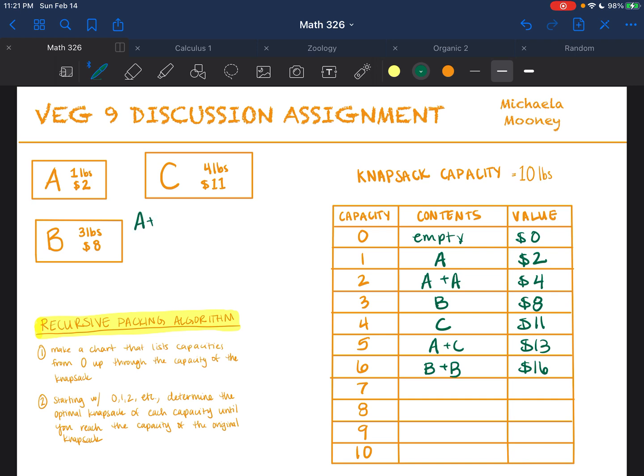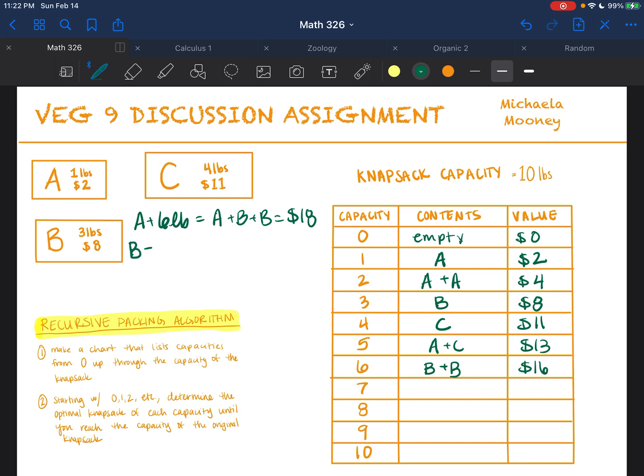1 pound out of our 7-pound capacity means we have 6 pounds left over. So we look at our 6-pound optimum, which we just found out is B plus B. So we do our original A plus B, and B plus B is $16. A is $2, so that means this combination is valued at $18.